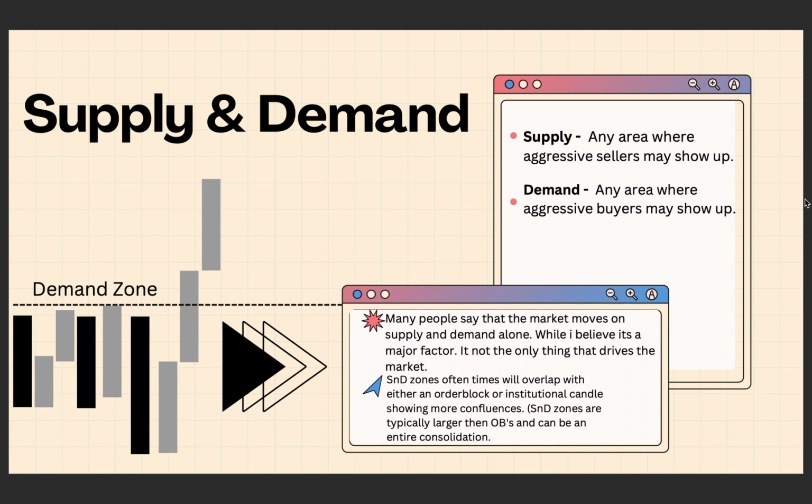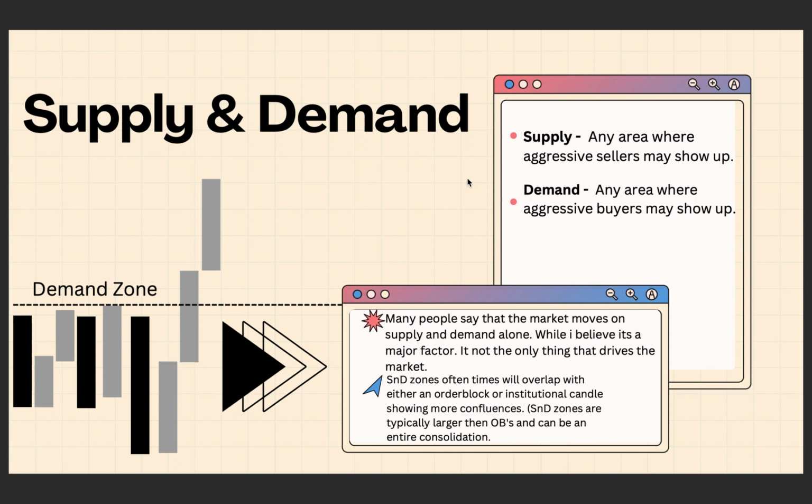Supply and demand zones are typically a lot bigger. They can be the entire consolidation. So, for example's sake, in this one right here, this last down move before the up move could be the actual order block, but the actual demand zone is inside of the entire structure here, meaning that on any return to this level before the breakout, you could see some buying come back.